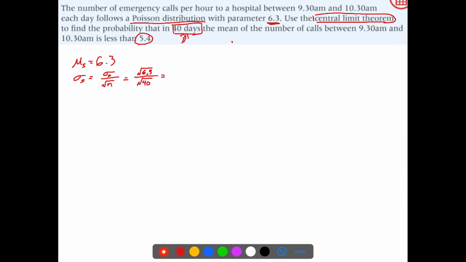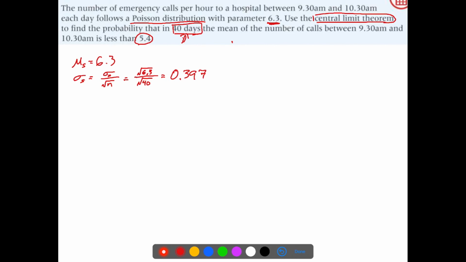So I'm going to punch that into mine real quick. I'm going to go square root of 6.3 divided by square root of 40. And I get 0.397 as my standard deviation.